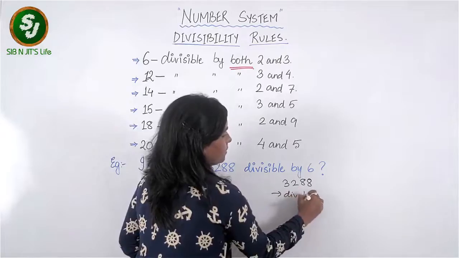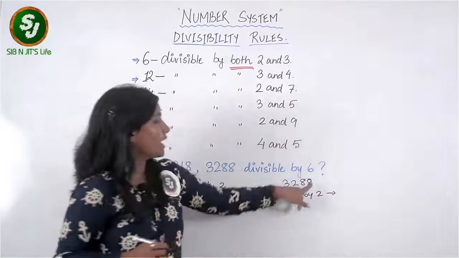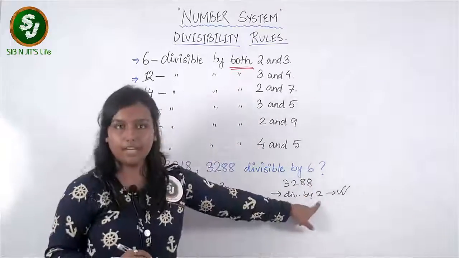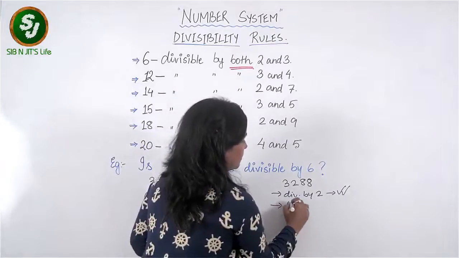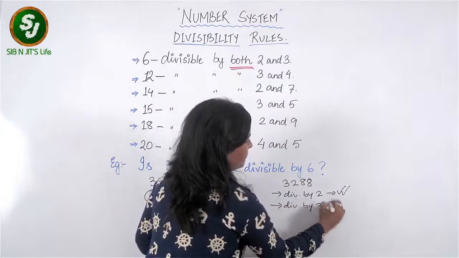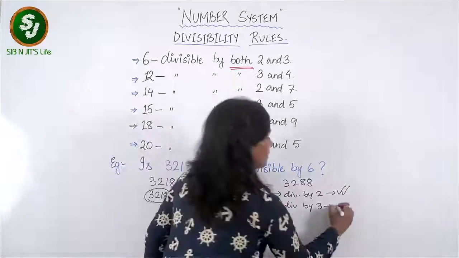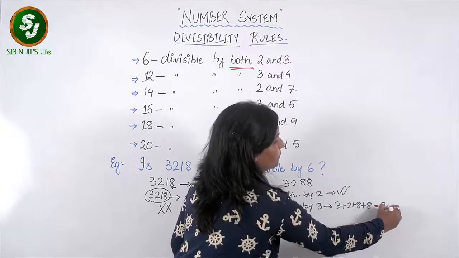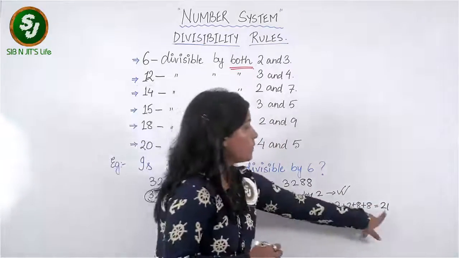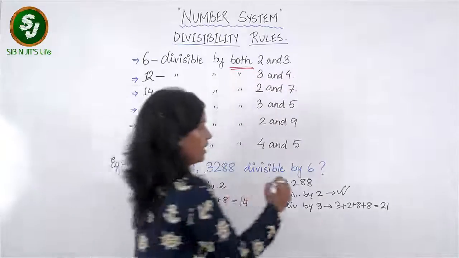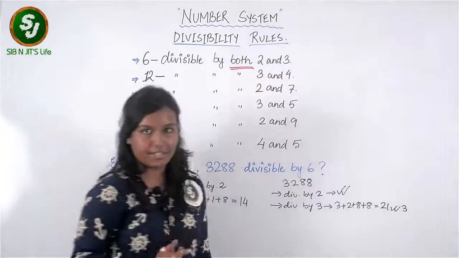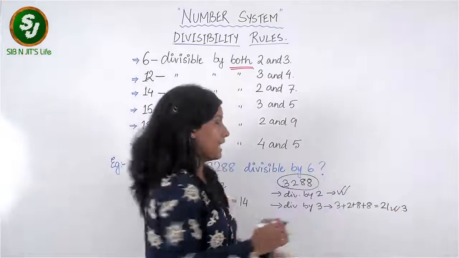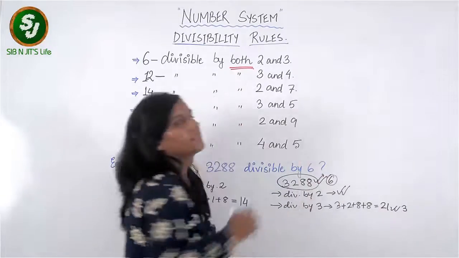Let's see whether it's divisible by 2 or not. We have an 8 in the units digit, so yes, it is divisible by 2. Let's check whether it's divisible by 3 or not. We have to add the individual digits. So 3 plus 2 plus 8 plus 8 is equal to 21. Now 21 is divisible by 3. Okay, so this one is divisible by 3, which means that this number is divisible by both 2 and 3, and hence it is also divisible by 6.